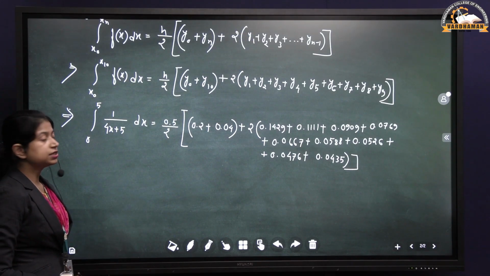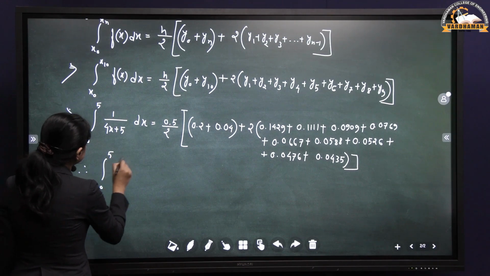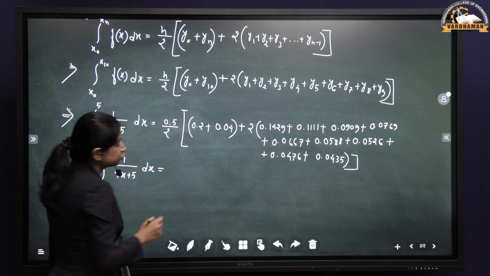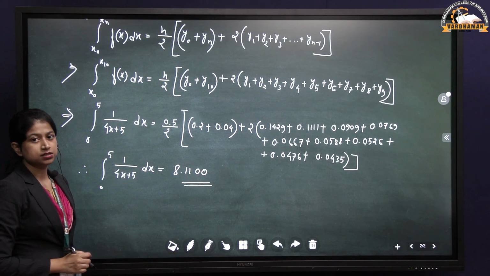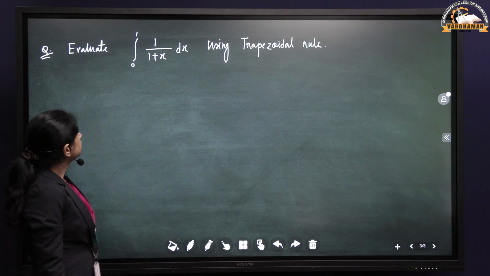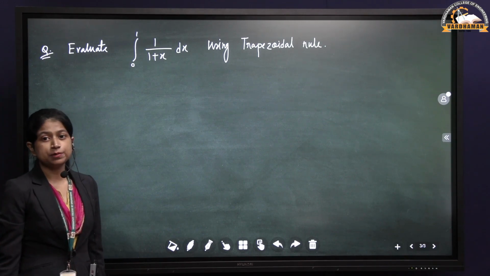If we calculate it in calculator, we will get integral 0 to 5, 1 by 4x plus 5 dx is equal to 8.1100. So this is the answer. Now let us look at this problem. Here we need to evaluate integration 0 to 1, 1 by 1 plus x dx using trapezoidal rule.